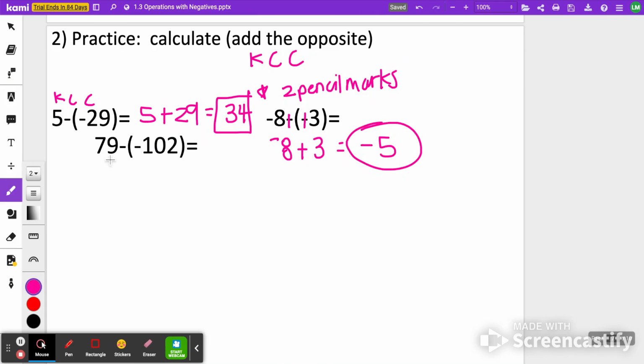Last but not least, we have this 79 minus negative 102. Again, you could keep, change it, which would mean keep 79, change minus to plus, change negative 102 to positive 102. Or you can do those 2 pencil marks. Boop, boop, it still changes it to 79 plus 102. That one, we should get 181. Okay.